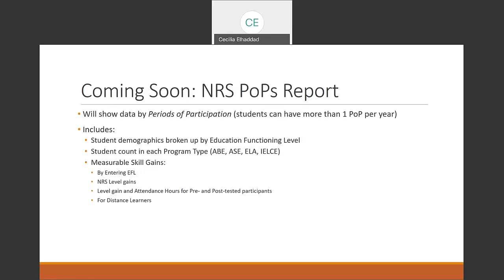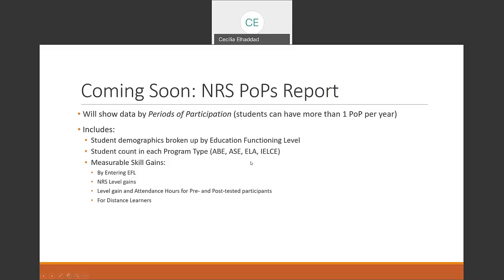So it shows your student demographics broken up by education functioning level. It shows the student count in each program type. And you'll notice that ESL, or English as a second language, is actually broken up into 2 categories. So you'll see the count for English language acquisition and also for integrated English literacy and civics education.